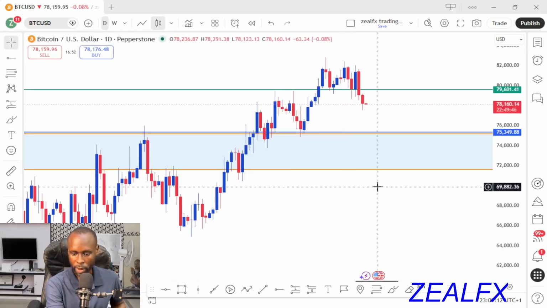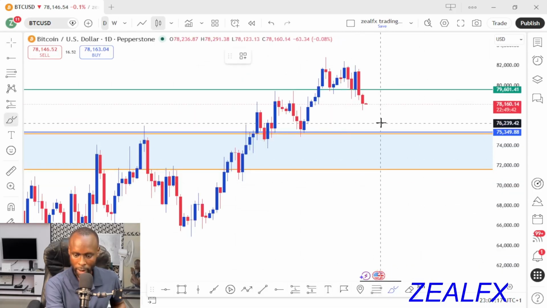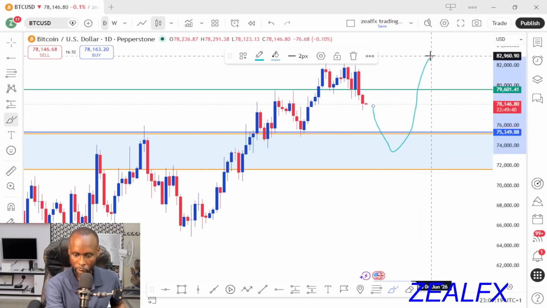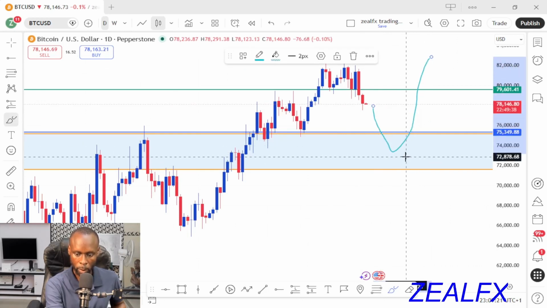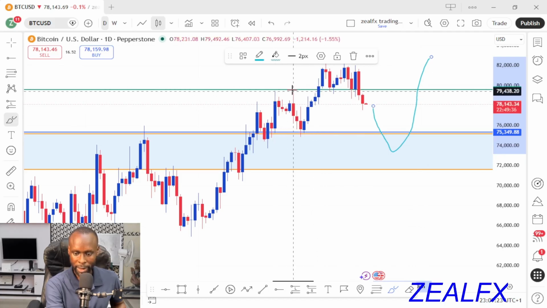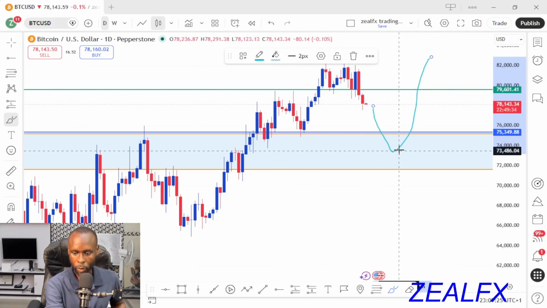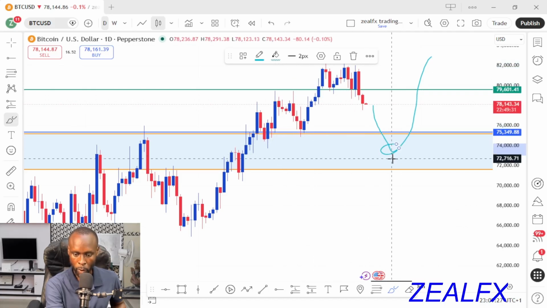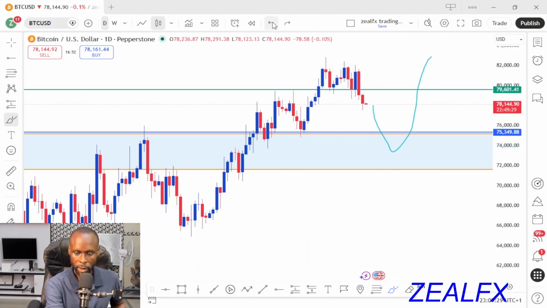So once we see price on this particular zone, we know that price is currently on our area of interest for us to buy the BTC to the top. So we can't buy from these areas. They are all resistance areas. So we need a clear buy from a strong support for us to buy the BTC to the top.